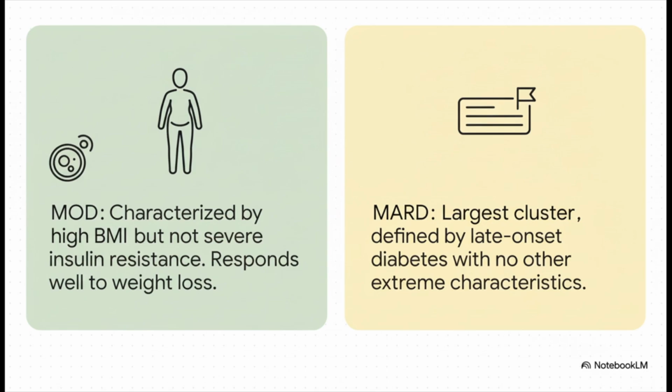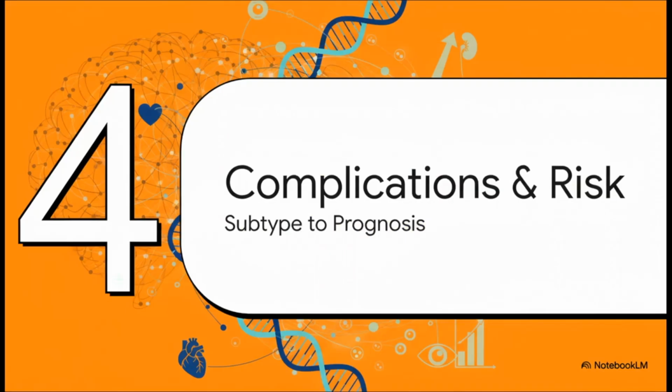MOD is mostly characterized by obesity, but without that severe insulin resistance you see in the SIRD group. And then MARD is the most common group of all, characterized mainly by older age and onset, but with no other really extreme features.